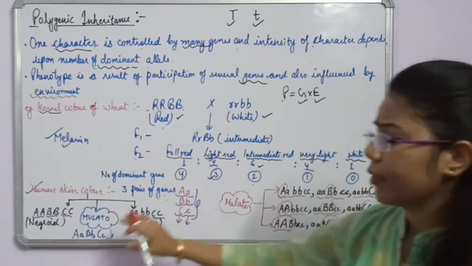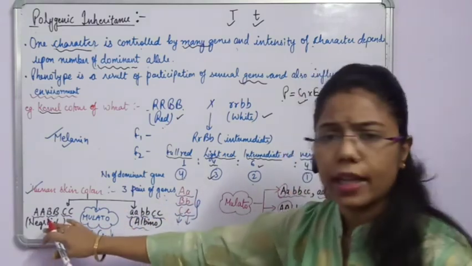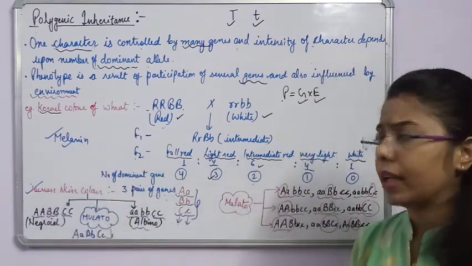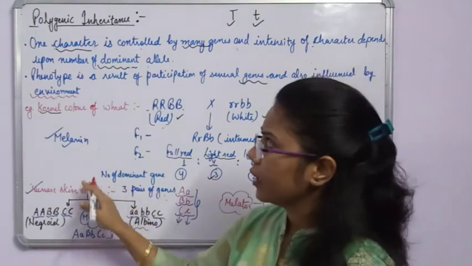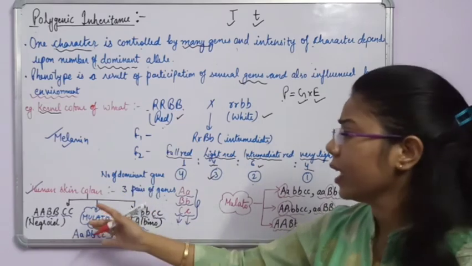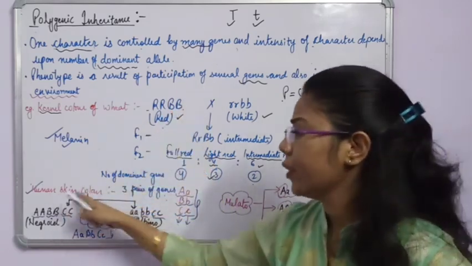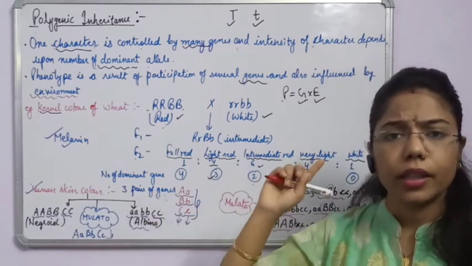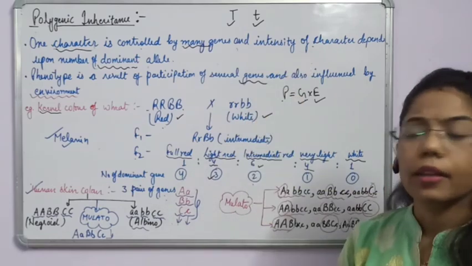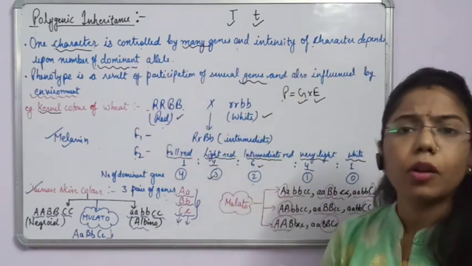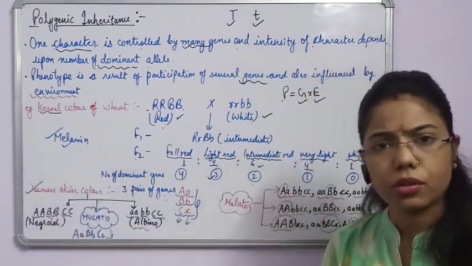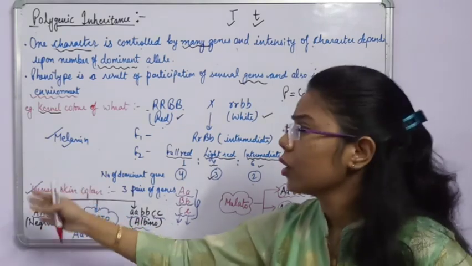Right? So here we have concluded that negroids are having all dominant genes, which means more melanin pigment, and human skin color is an example of polygenic inheritance. Why? Because it fulfills all the criteria. The first criterion, it is fulfilling here, is that it is controlled by 3 genes, which we have done here. Second thing, about the dominant alleles: if the number of dominant alleles is more, what will happen? There will be more phenotypic expression, or a darker complexion.